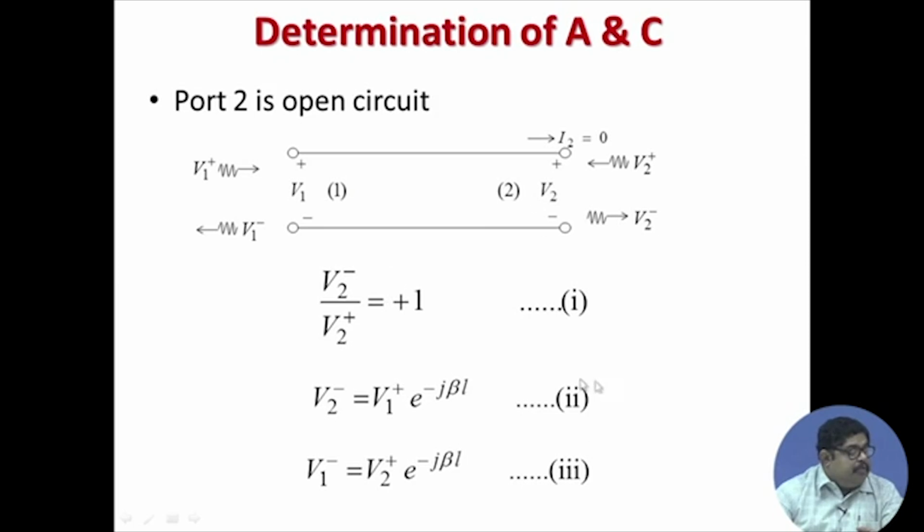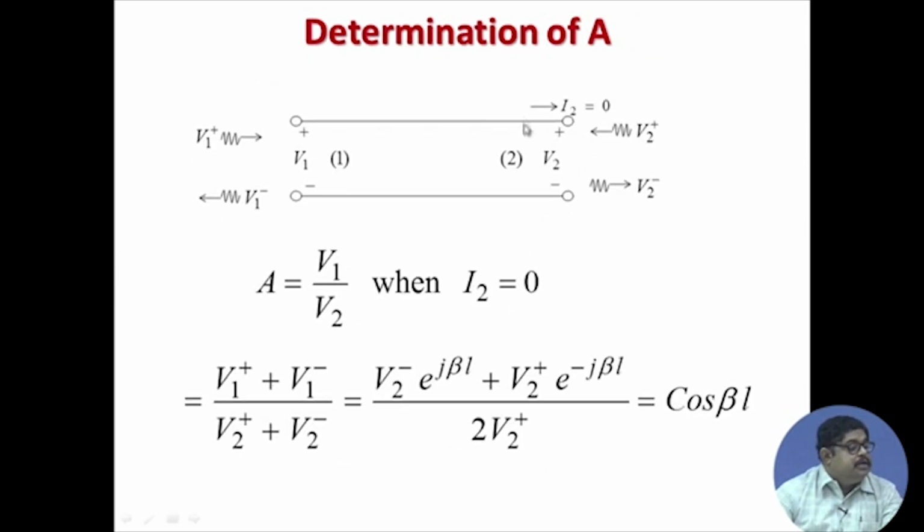Similarly, the V2 plus that is falling on port 2 travels through this transmission line by again a distance of L, and comes out as V1 minus. That is why we write V1 minus is equal to V2 plus e to the power minus j beta L. Now, with these three relations you can solve for these quantities V1 plus, V1 minus, V2 plus, V2 minus. So, that is done.